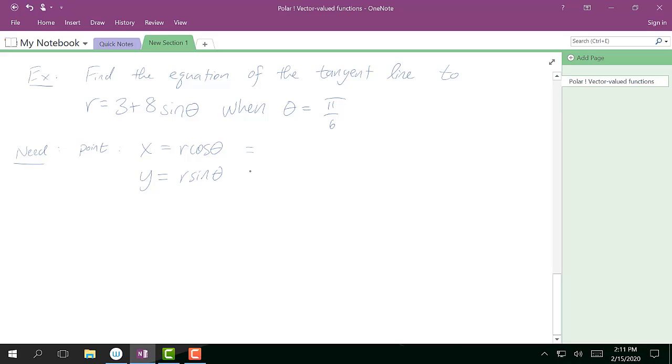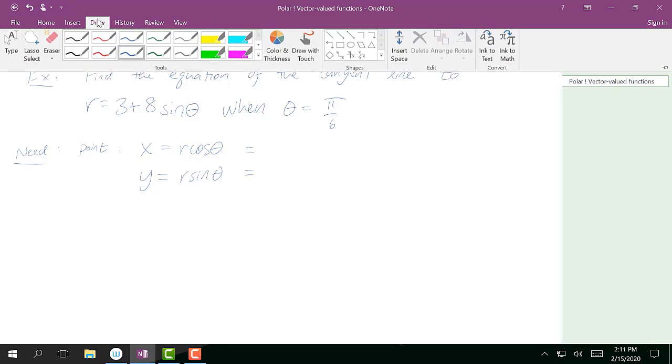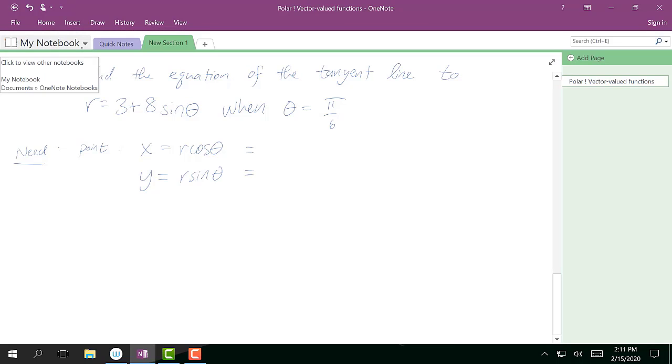And so, in particular in this case, let me get a different color going so that we see a lot of blue. The r that I have is just this function right here. So what I'm going to have is 3 plus 8 sine theta times cosine theta, because I have cosine right here. And then similarly, I'm going to have 3 plus 8 sine theta times sine of theta.